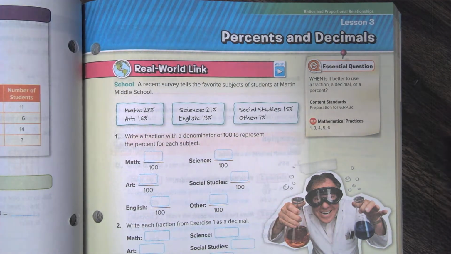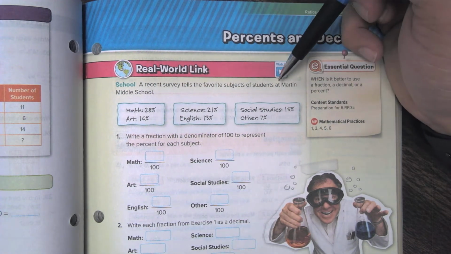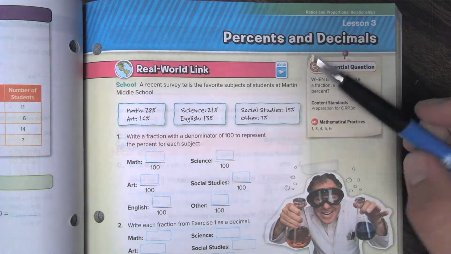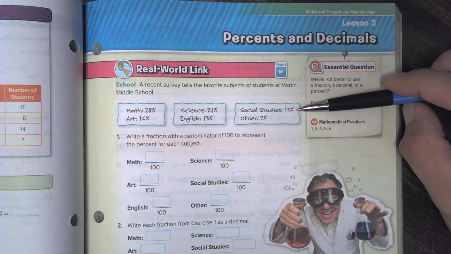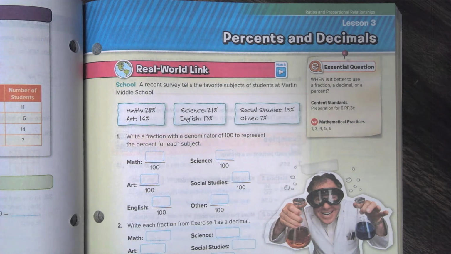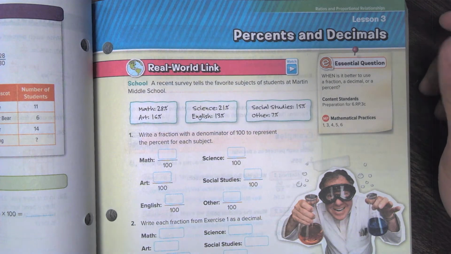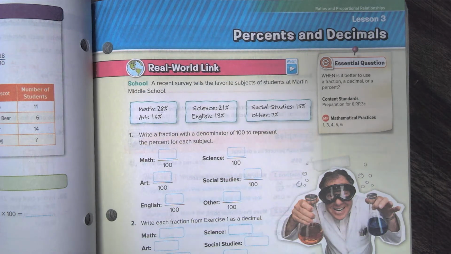Starting on the real world link on page 109, a recent survey tells the favorite subjects of students at Martin Middle School. Math is 28%, art is 16%, science is 21%, English is 13%, social studies is 15%, and other is 7%. It says write a fraction with a denominator of 100 to represent the percent of each subject. We talked about in the last lesson that all percents are out of 100. So all we have to do is put these numbers in our numerators. Those are our percents. It's 28% out of 100.